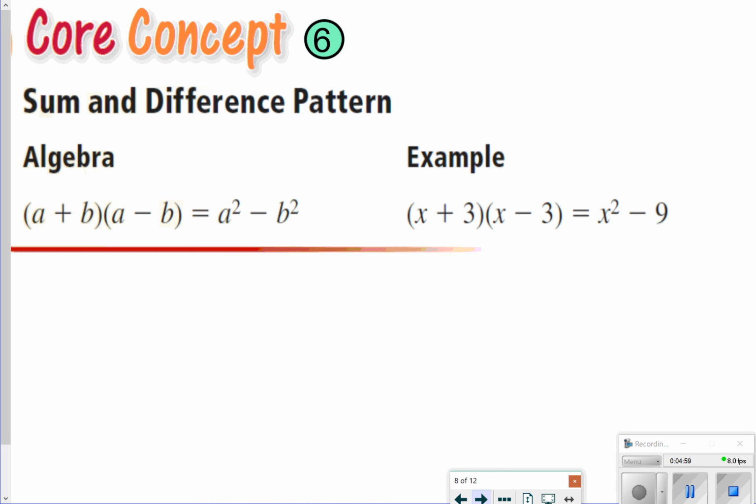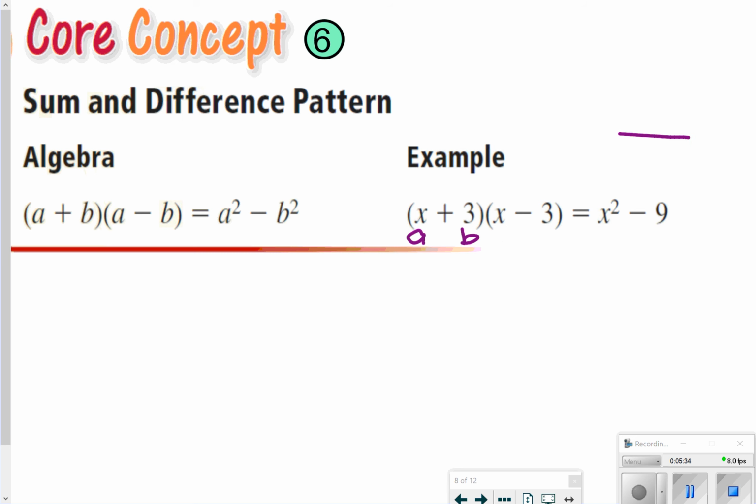Here is another type of thing that we would see, and this is going to help you solve these a little bit quicker because these have a similar pattern to them. This is called the sum and difference pattern. If we have a plus b times a minus b, that essentially is going to give us the result of whatever a was squared minus whatever b was squared. So if we have like the number example, x plus 3 times x minus 3, that means x would be a and 3 would be b. And you're essentially just doing x times x and 3 times 3, and you still get minus 9.